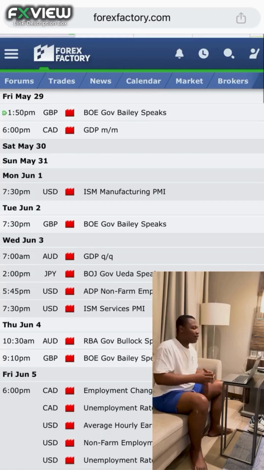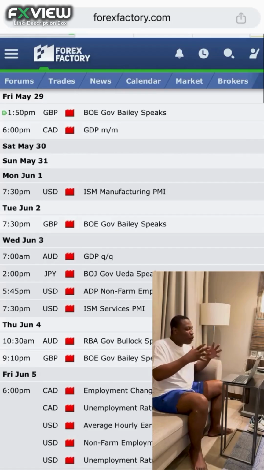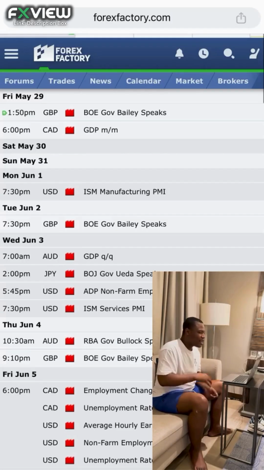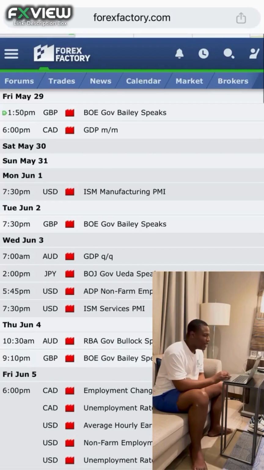And then of course a good trader, like a real professional trader, will use both of them, and when they combine both, they will understand that price is incomplete without an understanding of the economy. So it's important that you guys understand the economy.